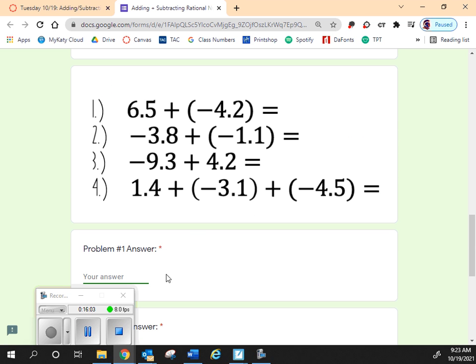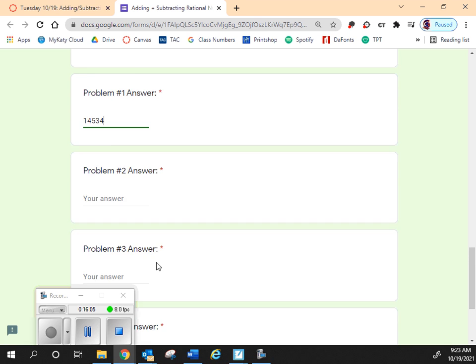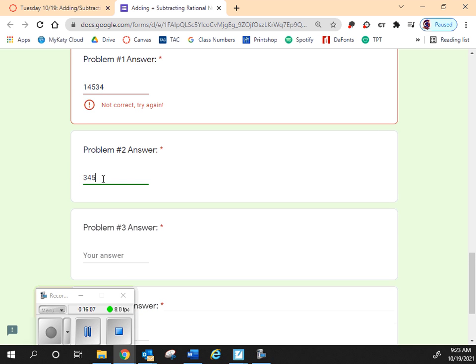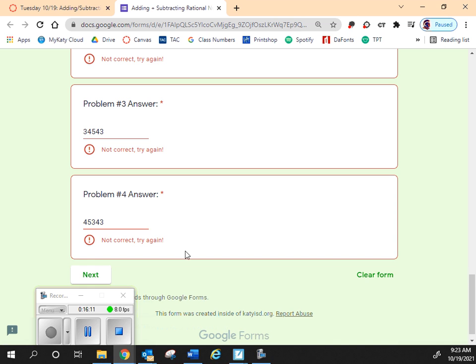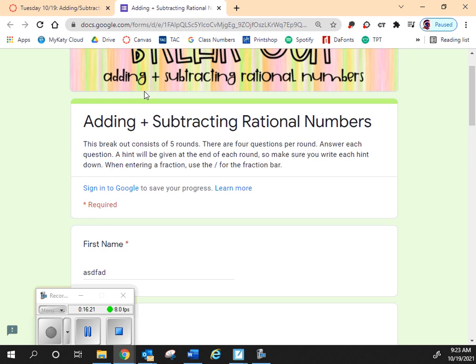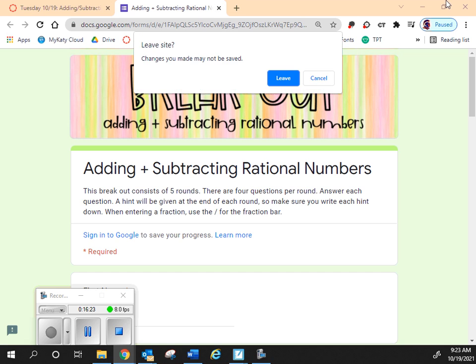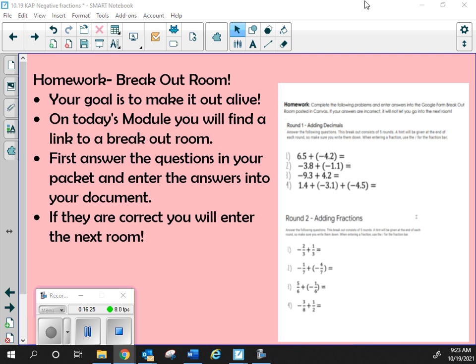You're going to type in your answers. Whatever it is. You see how it says not correct? I cannot break into the next room until all of my answers are correct. But then hopefully you'll escape it in the end. All right? Does that make sense? Again, if it gives you any trouble, you can have the answers written on your packet.